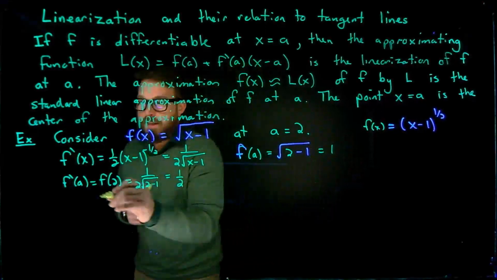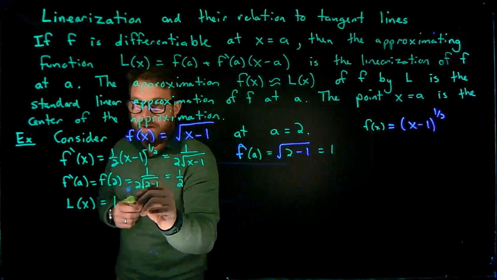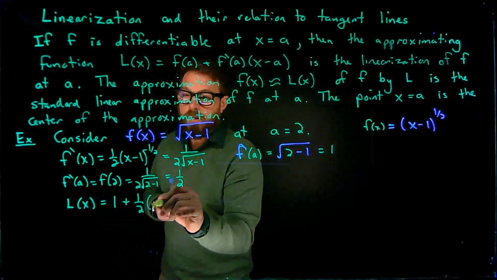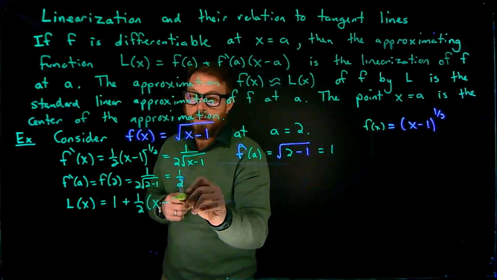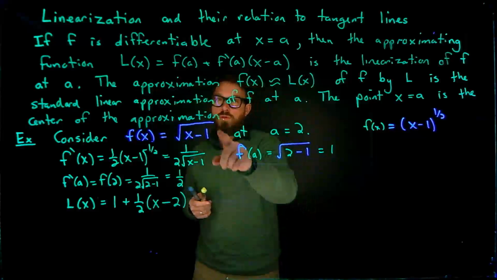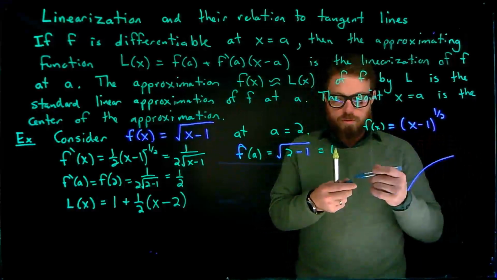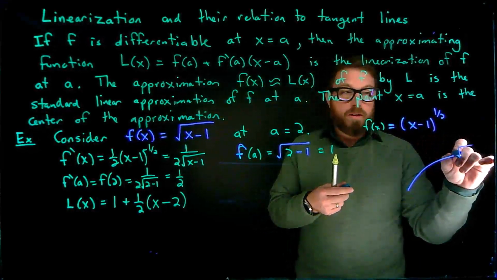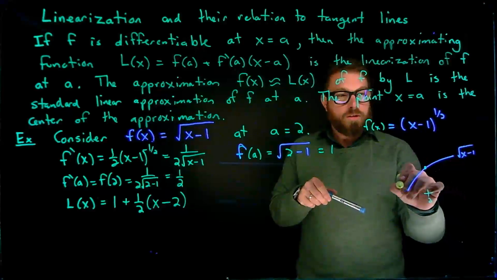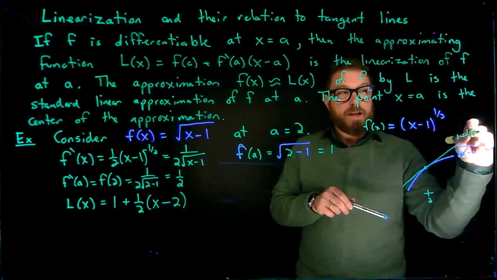So finally, my L of x, my linear approximation, is going to be f of a, which is equal to 1, plus f prime of a, which is 1/2, times x minus a, which is equal to 2. So that is the linear approximation to this blue function. And again, when we looked at it, it looks like this. This was that square root function, root x minus 1, and then this linearization at 2 is equal to 1 plus 1/2 times x minus 2.